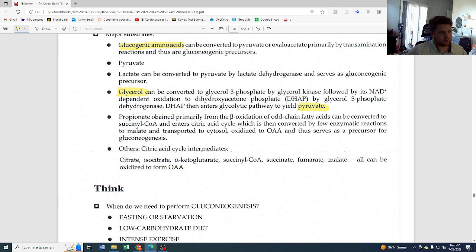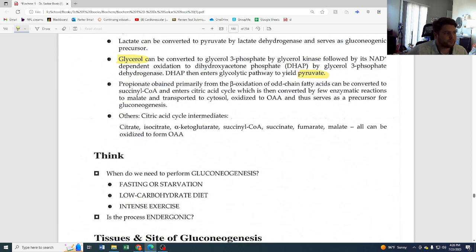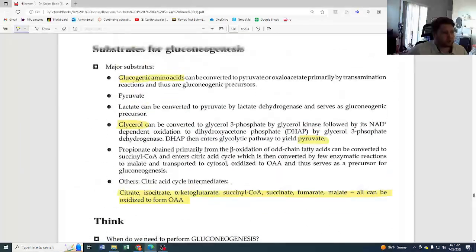Propionate, obtained primarily from the beta oxidation of odd-chain fatty acids, can be converted to succinyl-CoA and enters the citric acid cycle. It is then converted by a few enzymatic reactions to malate and transported to the cytosol, oxidized to oxaloacetate, and thus serves as a precursor for gluconeogenesis. Other citric acid cycle intermediates, so all of our intermediates from the Krebs cycle, can be oxidized to form our oxaloacetate. And this is why earlier, remember, in that chapter I was talking about how if you don't know, guess oxaloacetate, because a lot of this stuff eventually ends up becoming oxaloacetate.